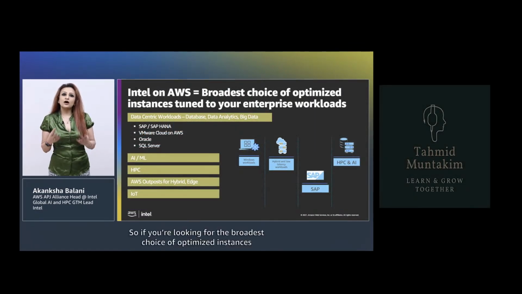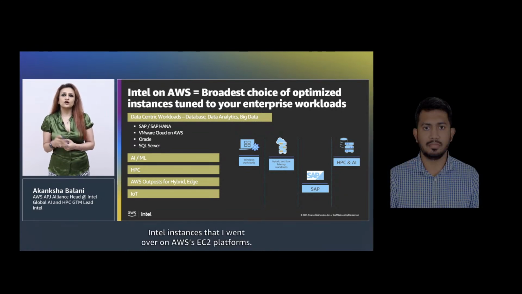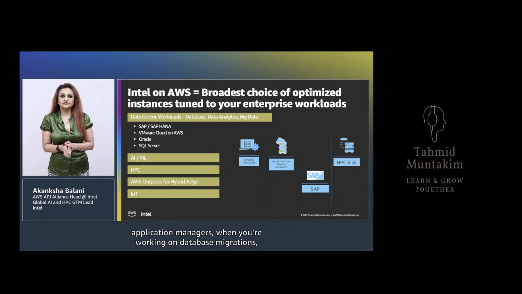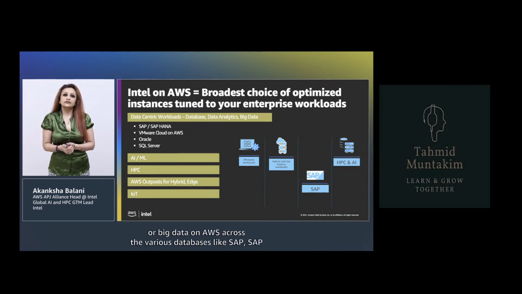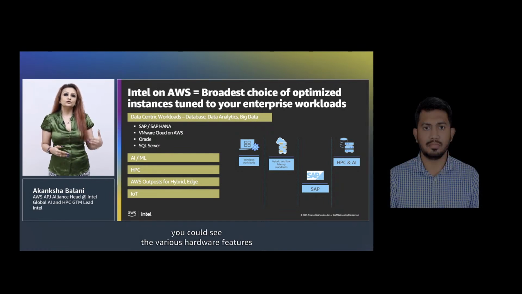So if you're looking for the broadest choice of optimized instances that are tuned for your enterprise workloads, try out the various Intel instances that I went over on AWS's EC2 platforms. For all of you data-centric workload developers, application managers, when you're working on database migrations, when you're working on data analytics or big data on AWS across the various databases like SAP, SAP HANA, VMware on AWS, Oracle, or SQL Server, you could see the various hardware features that are nurturing the best price as well as performance on Intel-powered instances.